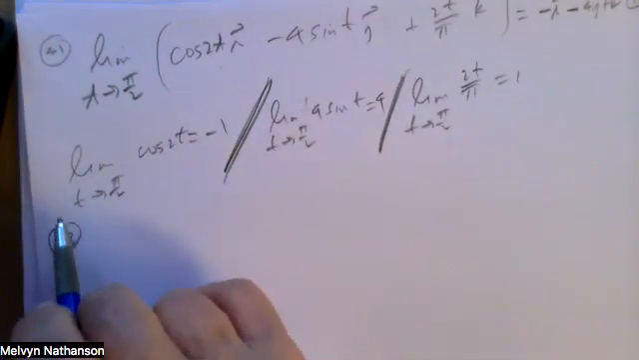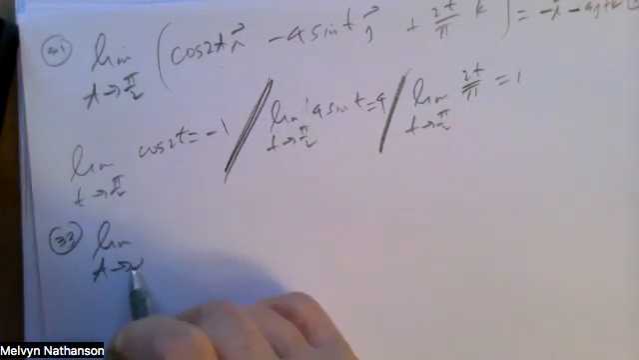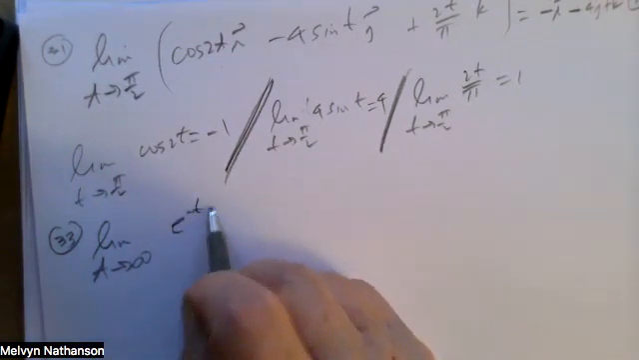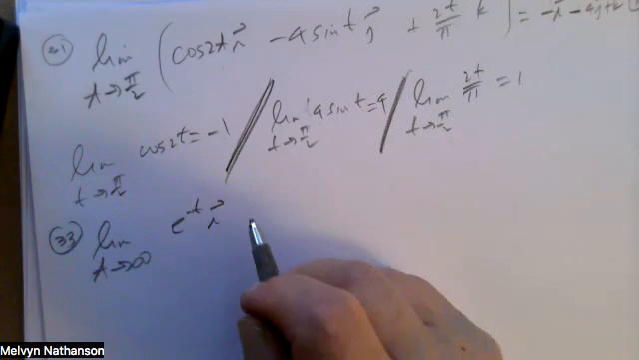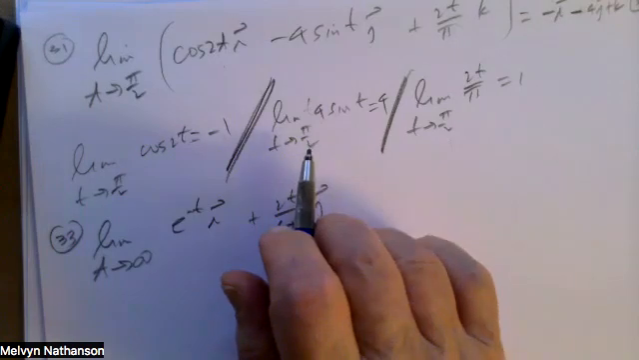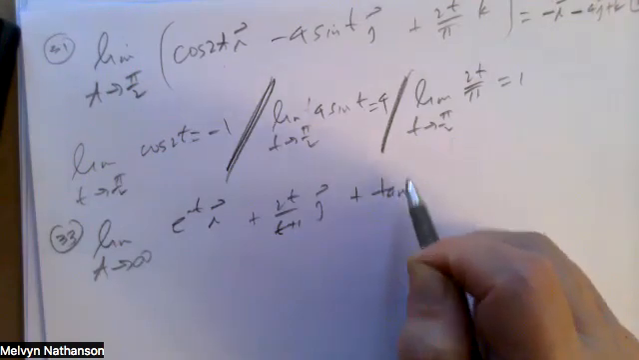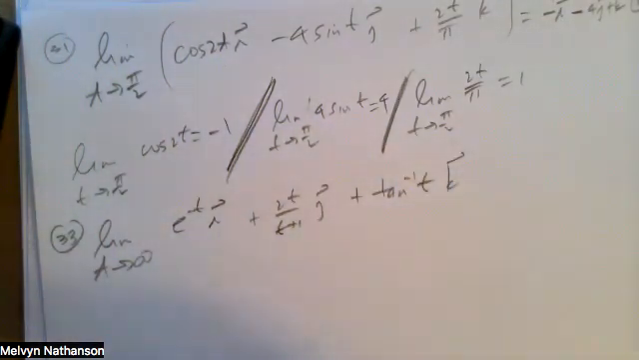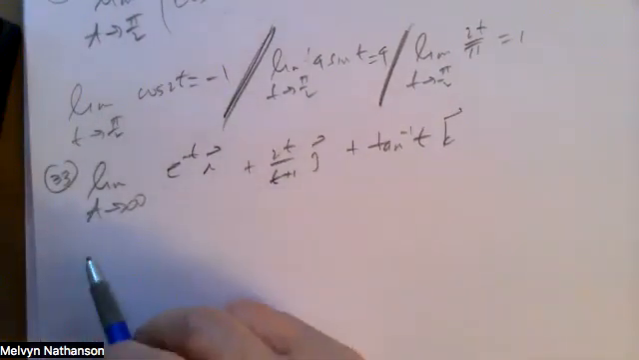Number 33 is exactly the same type of problem. You're taking the limit as t goes to infinity of e to the minus t i plus 2t over t plus 1 j plus the inverse tangent of t k. So you have to take the limit of each of the coordinate functions.